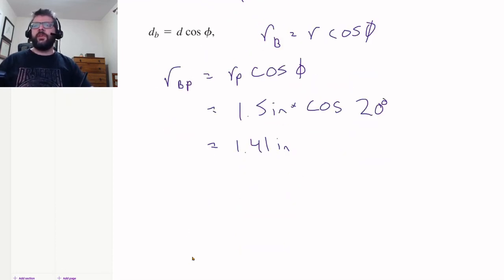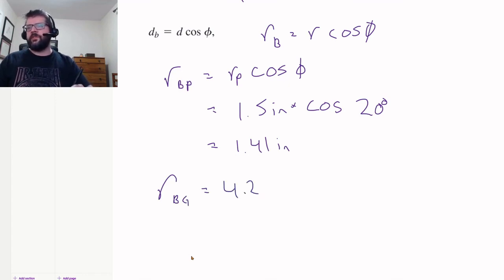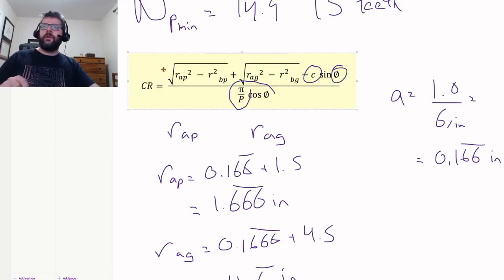And then for the radius of the gear, we know that the pressure angle doesn't change between the pinion and the gear. The radius of the gear is 3 times the radius of the pinion, so we can just multiply that value by 3. So the radius of the base circle for the gear is equal to 4.23 inches. So yeah, we got all the values we need to calculate our CR.